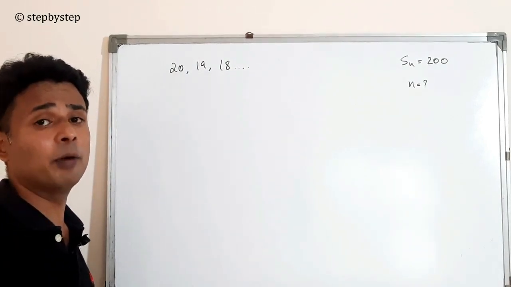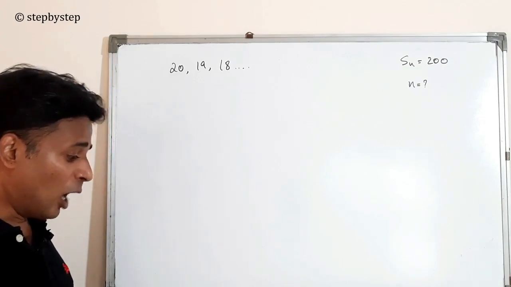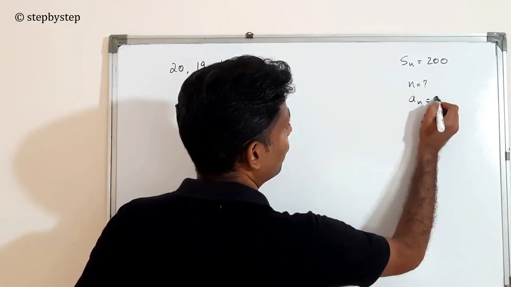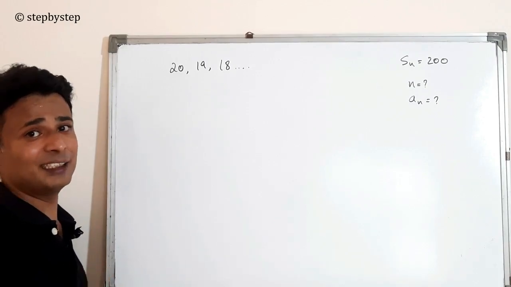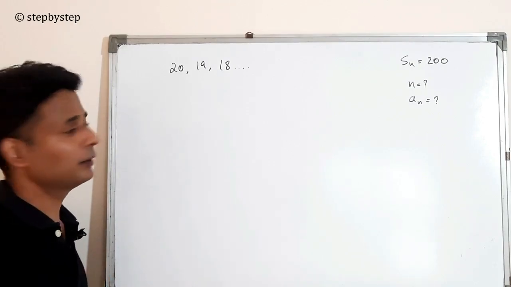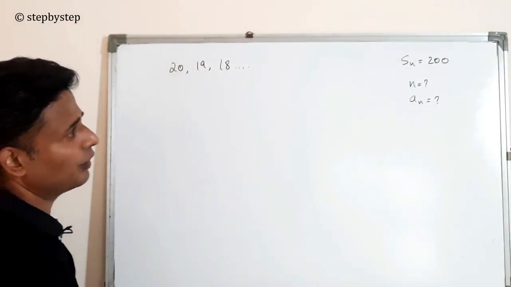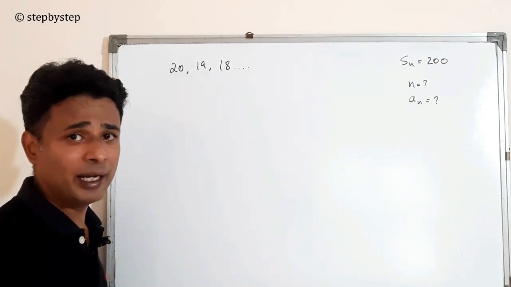How many terms are there in this AP? And how many logs in the top row? So we have to find A of n in the last row, or we have to find the last term of this AP. So we know A is 20, D is -1, S of n is 200. So using these three things we can find the value of n.